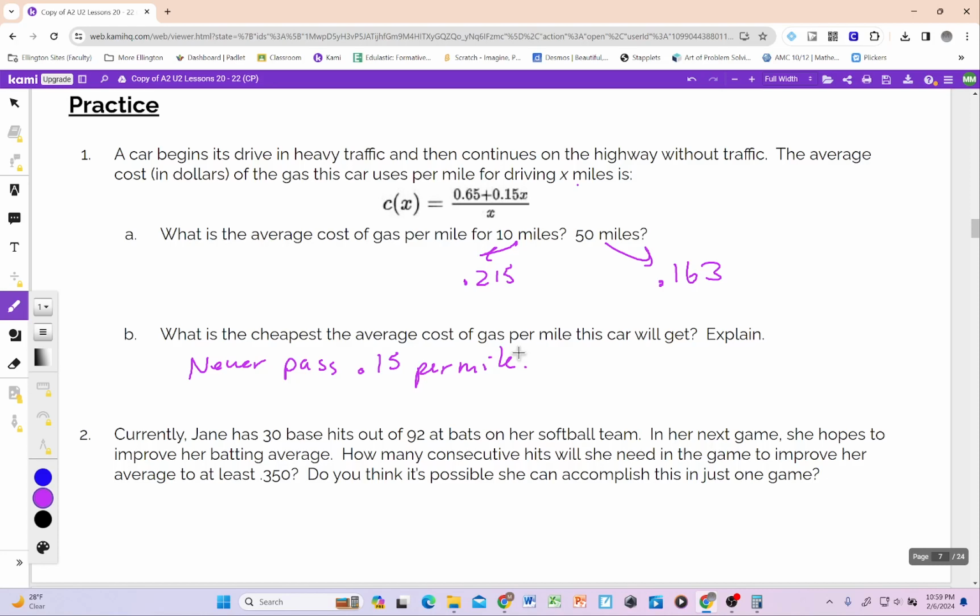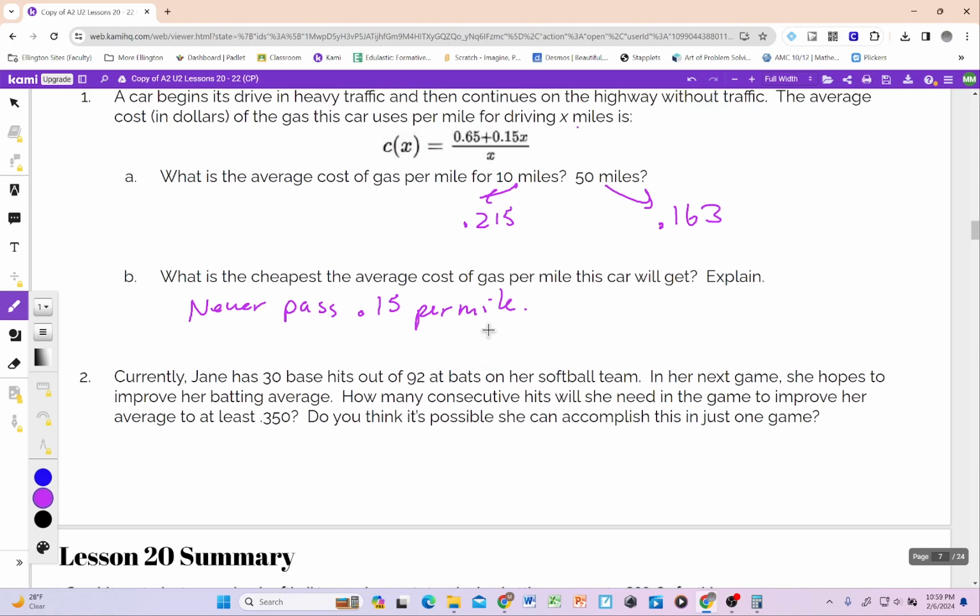So let's solve now another type of equation here. Let's go back and do another at-bat equation. See if you can do this one, folks. Jane has 30 base hits out of 92 at bats on her softball team. How many consecutive hits will she need in the game to improve her average to 350? Do you think it's possible that she can accomplish this in just one game?